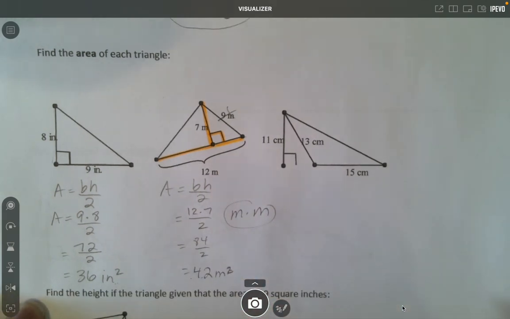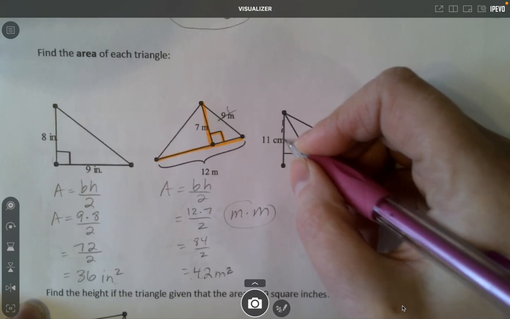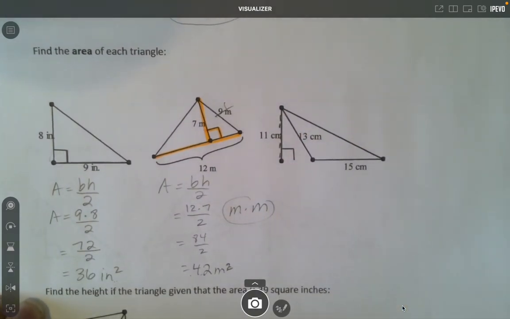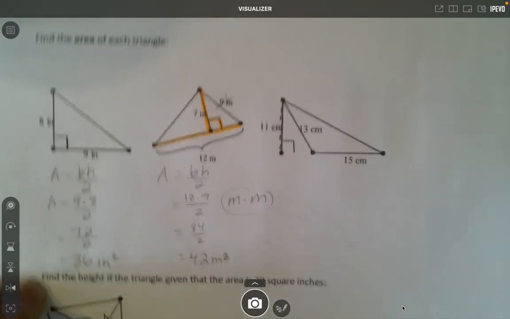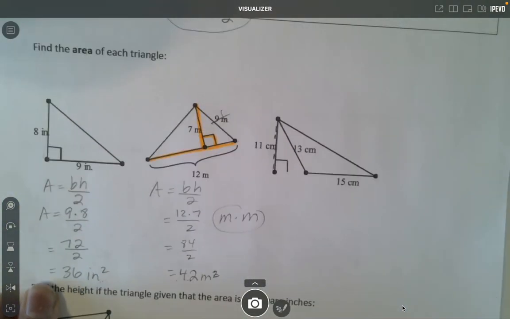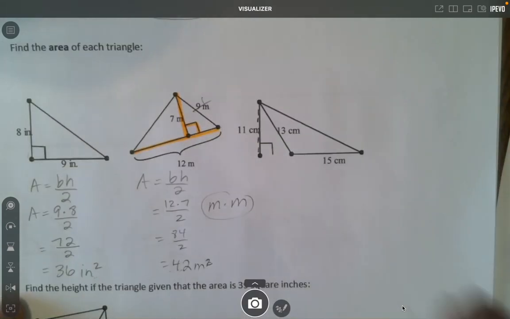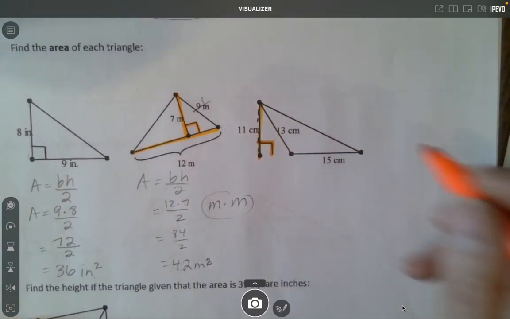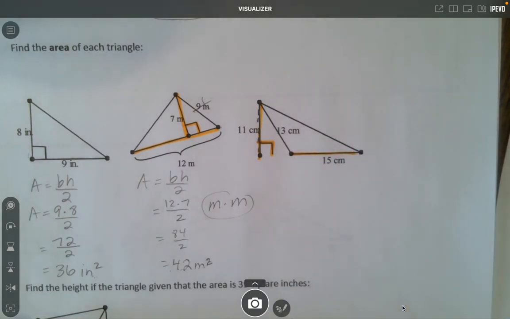On the last one, I know that this should really be a dotted line out here, but we can only do so much sometimes with these computer diagrams. So let's see on this one, I've kind of already given it away. Here is my right angle, and my right angle is up to this 11 here. That's going to be my height, and my base is going to be 15.